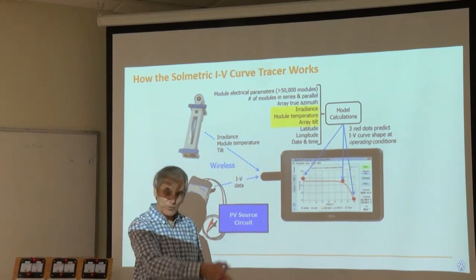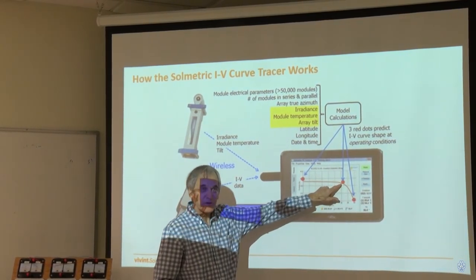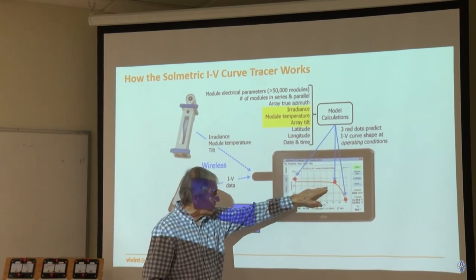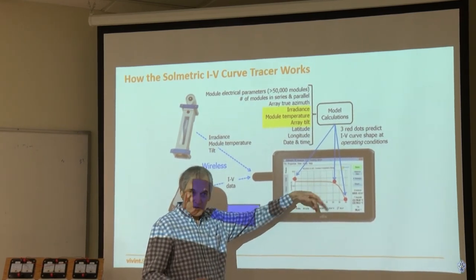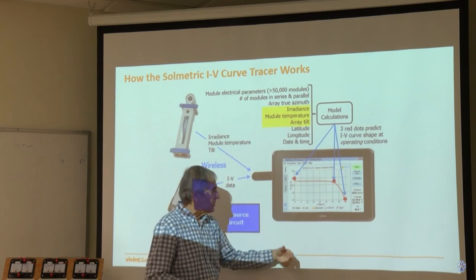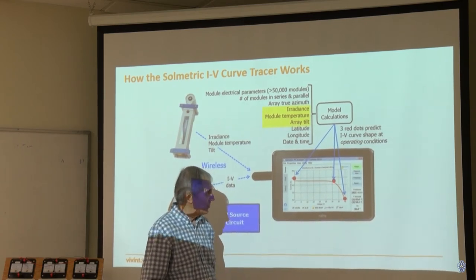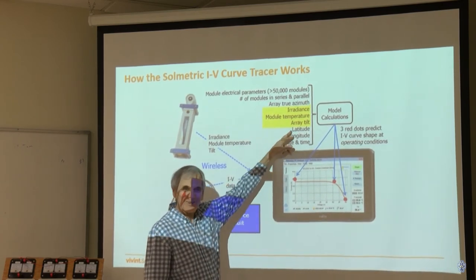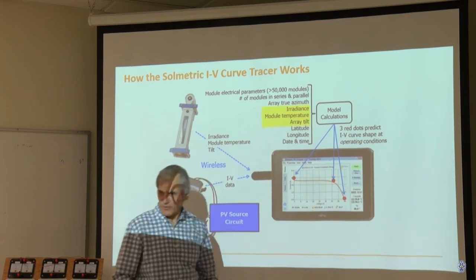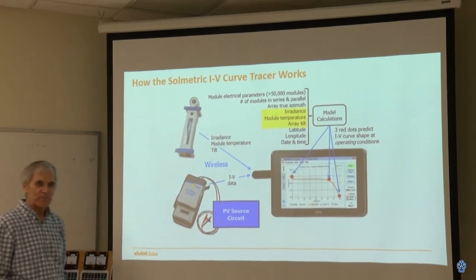If the curve goes through that dot, everything is sweet. If it's anywhere to the lower left of that, something is either wrong, or the module is aging, the cells are aging, or maybe the model parameters aren't quite right. A lot of potential reasons for it. Did you have a question?